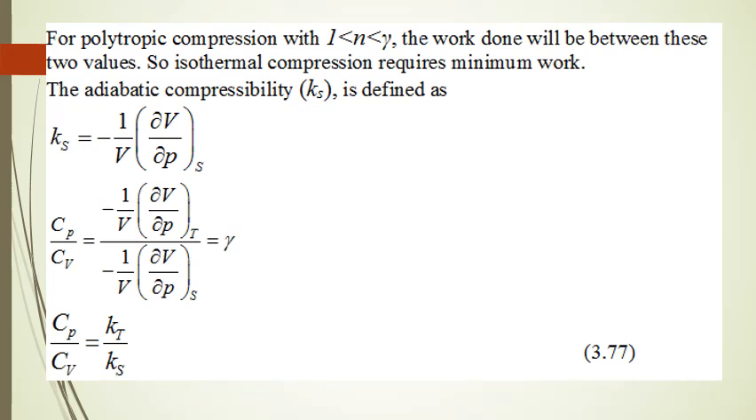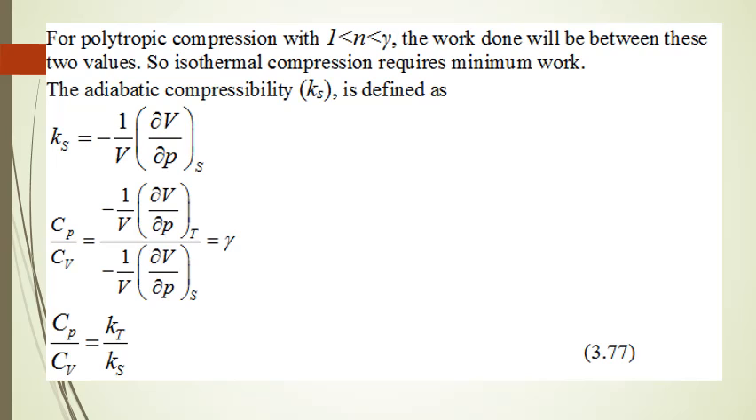So as we have seen, isothermal compression requires minimum work, and the polytropic process lies between the isothermal process and the adiabatic process, so we can say that n is greater than 1 and less than gamma. So for the polytropic process, the work done will be between these two values, that is, between that of a reversible isothermal process and that of a reversible adiabatic process.